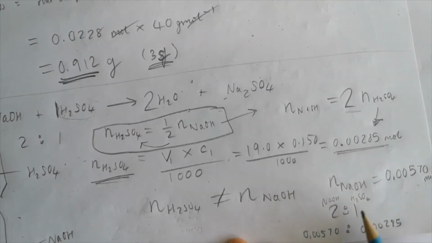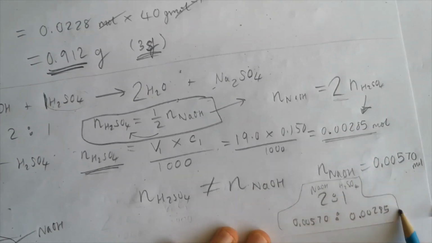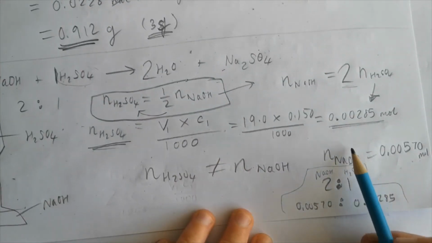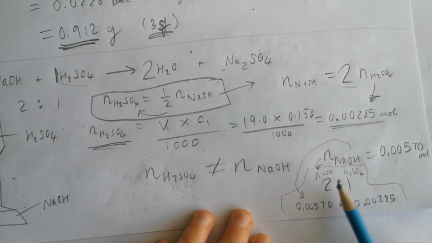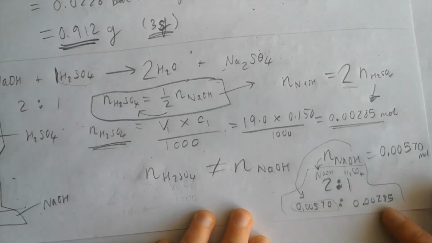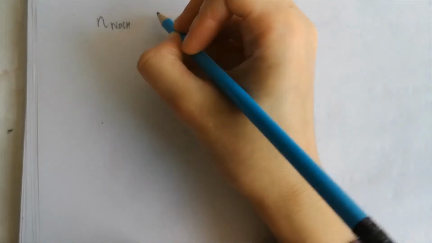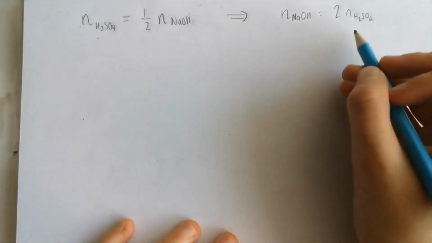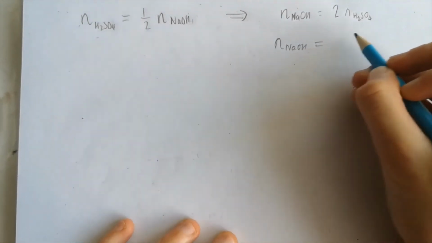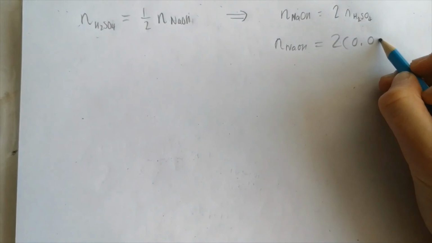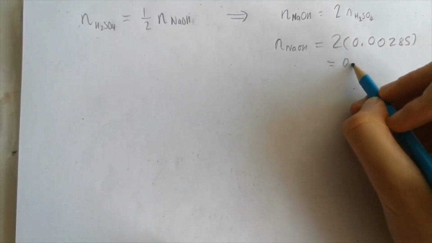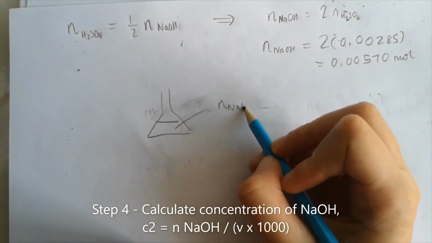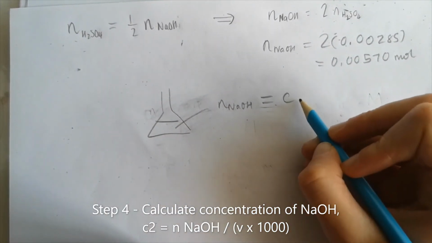0.00285. And I would always write it out with the chemicals like this, and write out the ratio from the equation, and write out the numbers, so that you know that you've got the NaOH on the correct side, and the correct one is bigger than the other one. Writing this out a bit more neatly, we have number of moles of NaOH equals 2 times 0.00285, which is equal to 0.00570 mole.